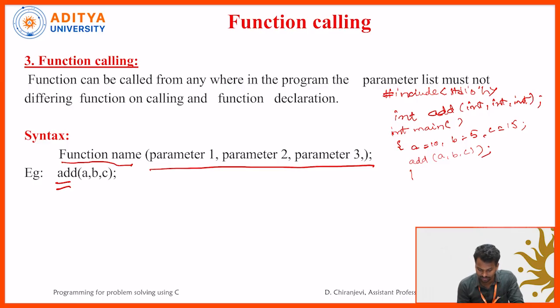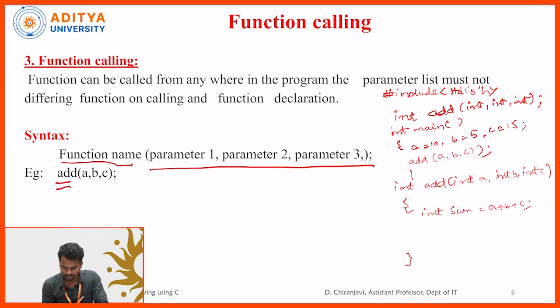Now I will write the definition of the function. So int add, and here I write int a comma int b comma int c. This is the definition, so I am not writing any semicolon at the end of the parenthesis. After that I will write int sum equal to a plus b plus c. Then printf the sum is %d comma sum.